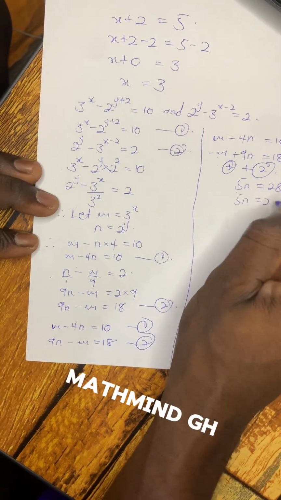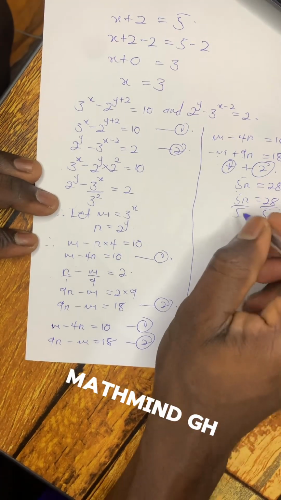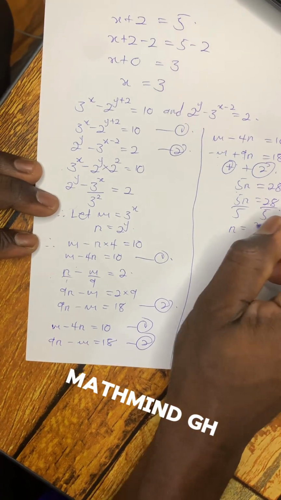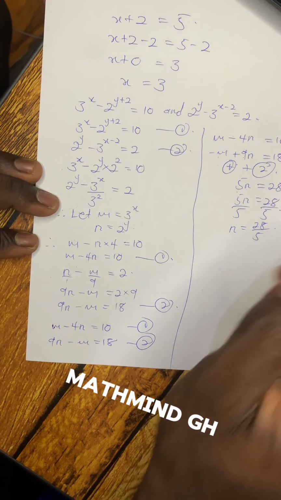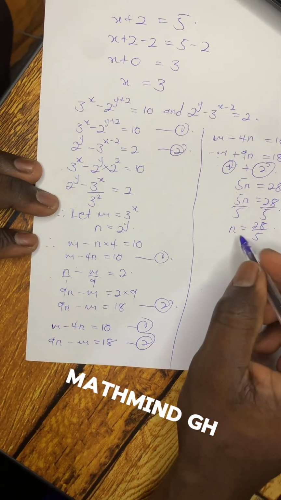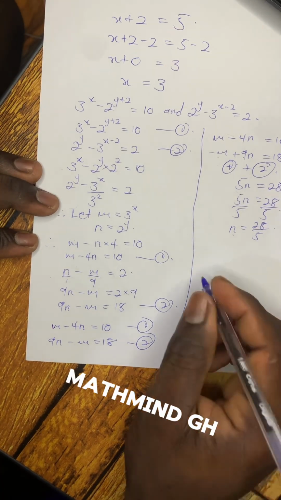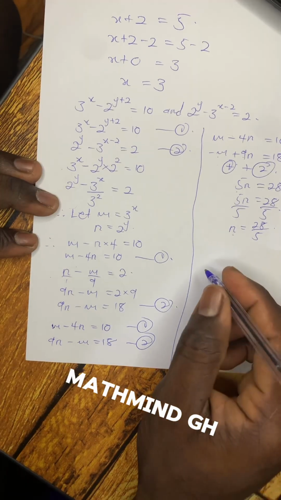So therefore, I'll have 5n is equal to 28. Divide through by 5. We have n is equal to 28 over 5. Already, we have these two equations here. I have to substitute the n into any of them to find the value of m. So I'll go for equation 1.